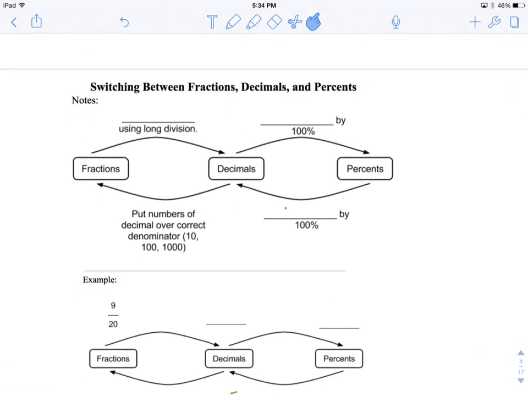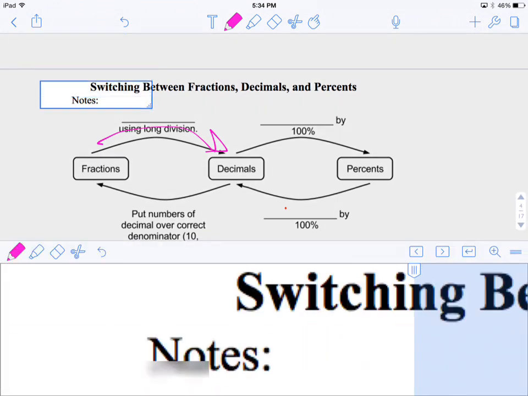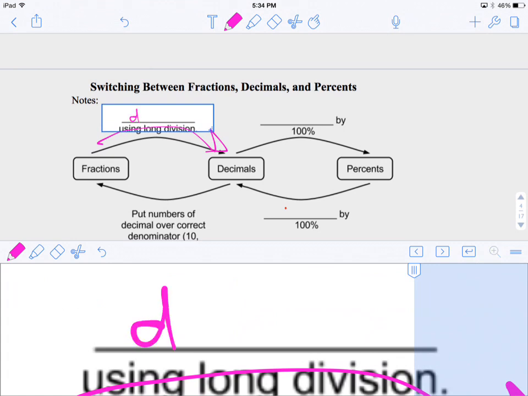So moving to the page in the booklet, we're going to go from fractions to decimals first. And to do that, you're going to divide by long division. You may use your calculator if you'd like, but you're going to need long division anyway, so I'm going to show you how to do that by hand.